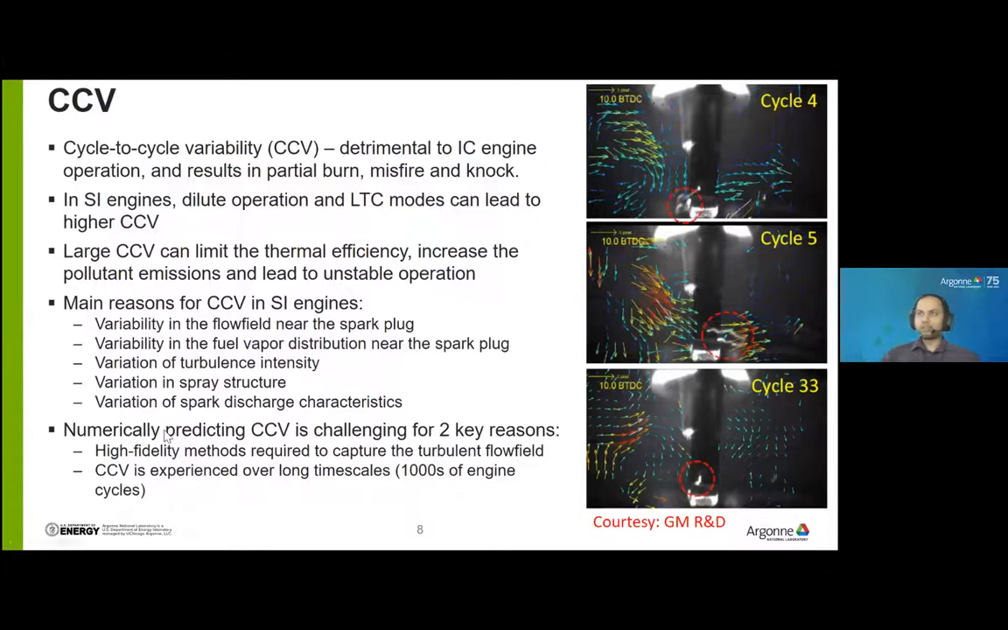So for people who are not aware of it, cycle-to-cycle variability is something that's very common in spark ignition engines. So the idea here is that when you run the same engine for multiple cycles, the in-cylinder combustion processes can change quite a lot from one cycle to the next. And again, under dilute operation and LTC combustion modes, the CCV can become even larger. And so as your CCV increases, that can limit the thermal efficiency, increase pollutant emissions, and also lead to unstable operations.